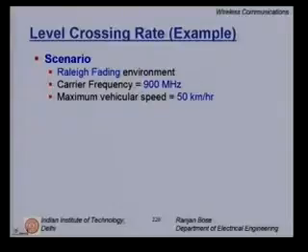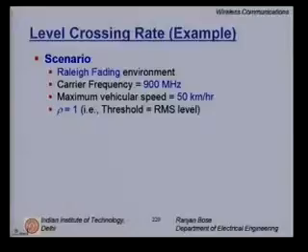Let us say that the maximum vehicular speed is 50 kilometers per hour. Clearly, it is a congested urban scenario. The rho is 1. Who has specified this rho? We ourselves as design engineers can specify a rho. It will depend really on the quality of service you wish to provide and of course your receiver sensitivity. But for the sake of illustration only, let us say rho is equal to 1, that is your threshold.